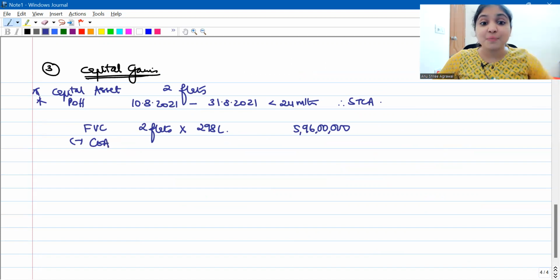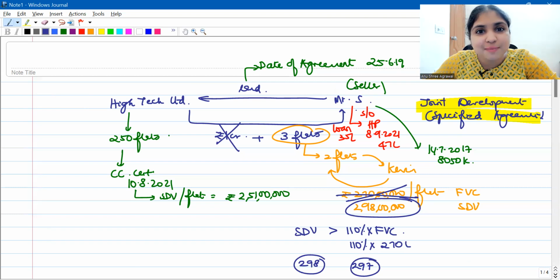Now listen, what is the cost of acquisition for these two flats? For how much did Mr. Sakshar acquire these two flats? Mr. Sakshar had received these flats from High-Tech Limited as consideration for transfer of this land.